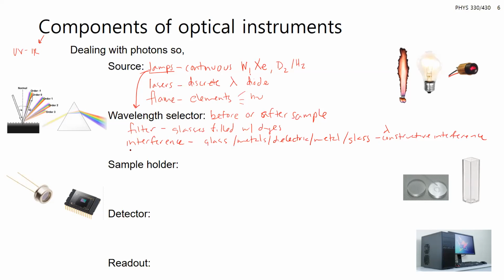And then monochromators. These would be your filter, your prisms, or your diffraction gratings that again take advantage of constructive interference with light. And I would say these are the most common that you'll see when we get into discussing the UV-vis filters.